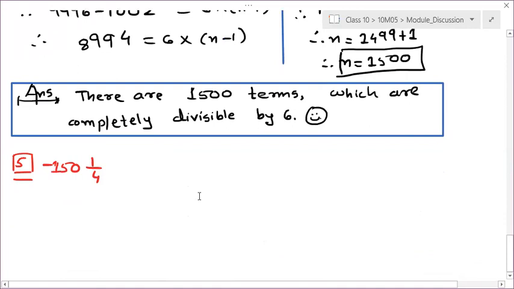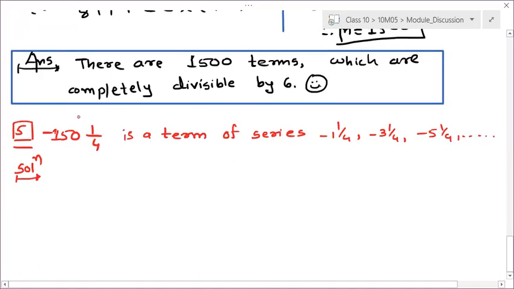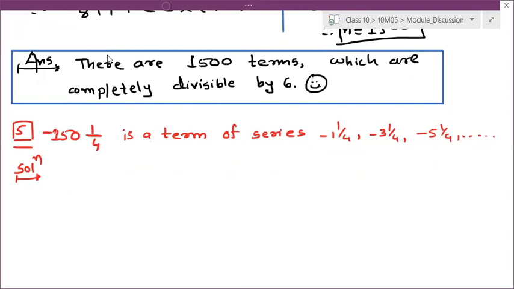Check whether minus 150 integer 1 by 4 is a term of the series minus 1 integer 1 by 4, comma, minus 3 integer 1 by 4, minus 5 integer 1 by 4. Okay, so how can I check that? Tell me if this is a term of this series or not. Right, same situation or not?